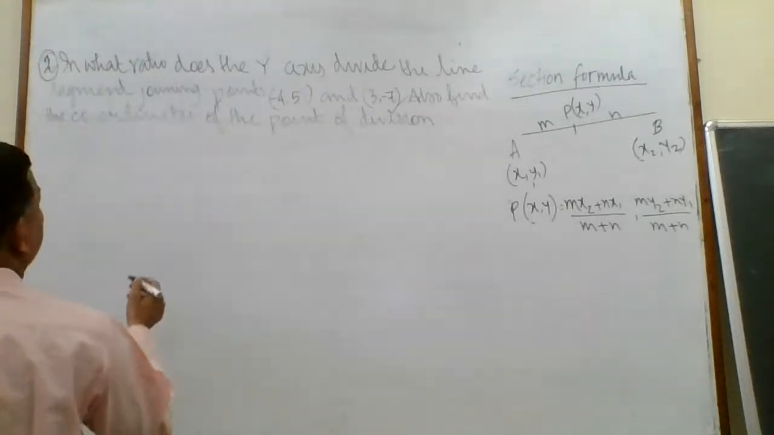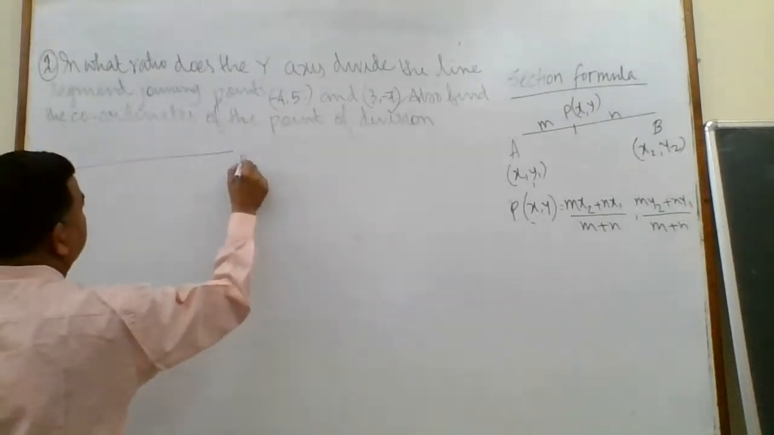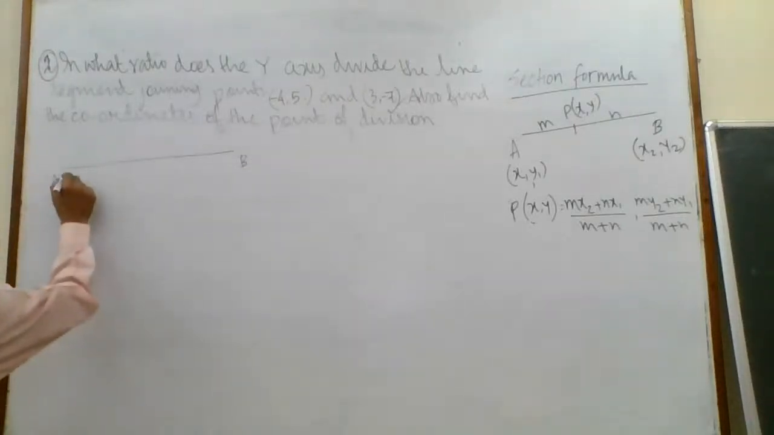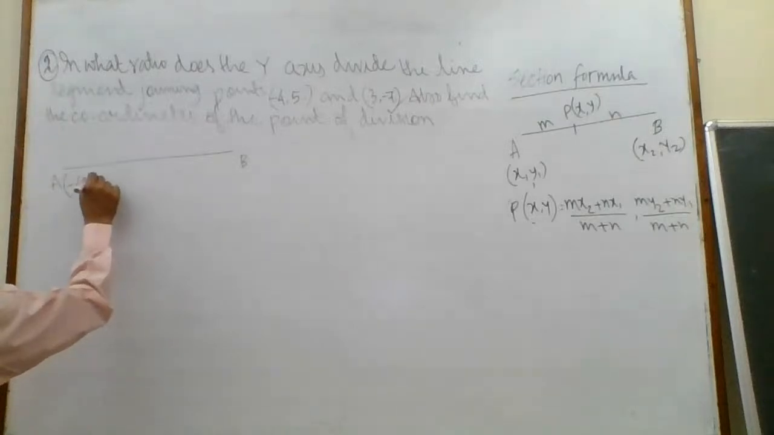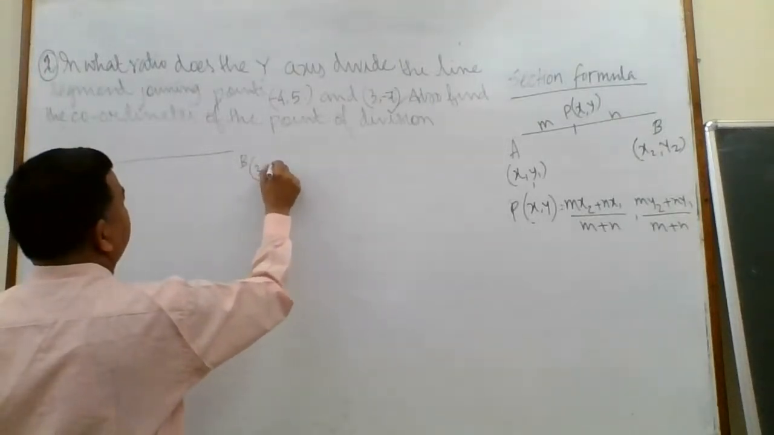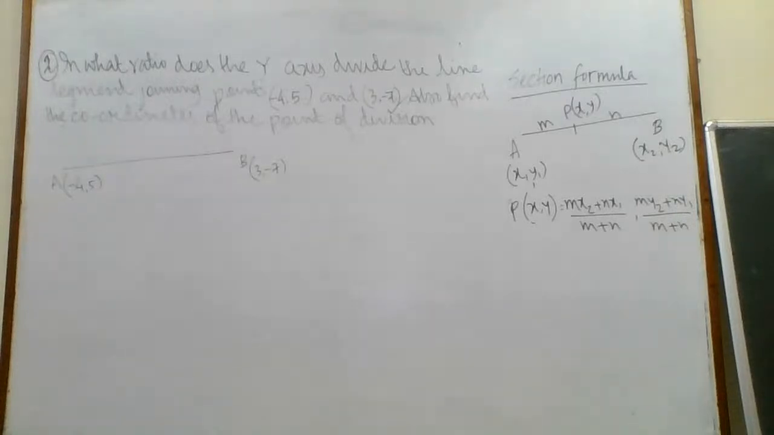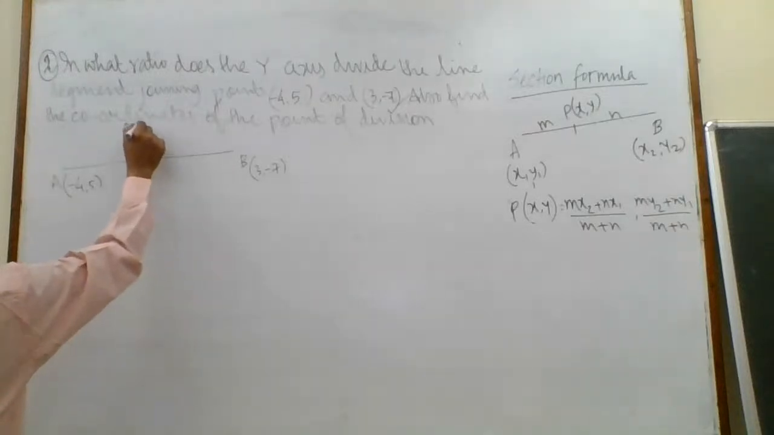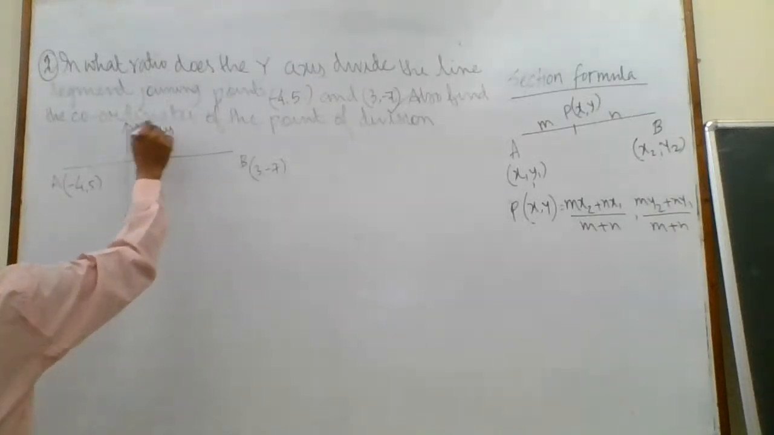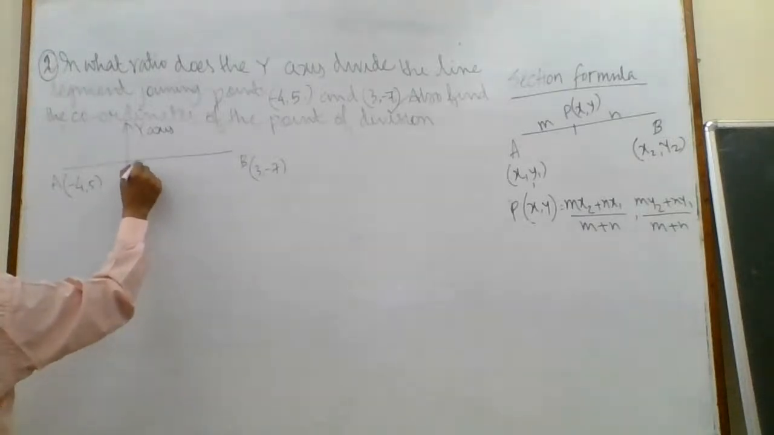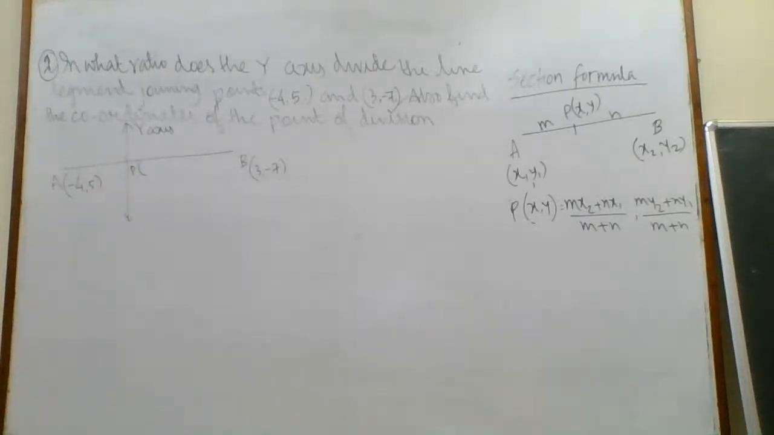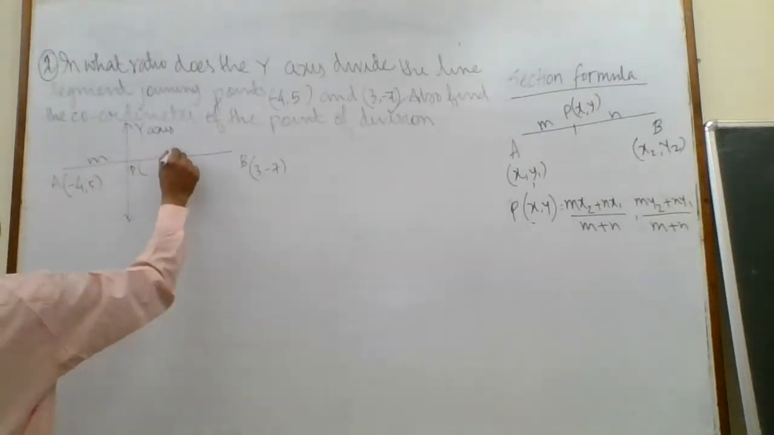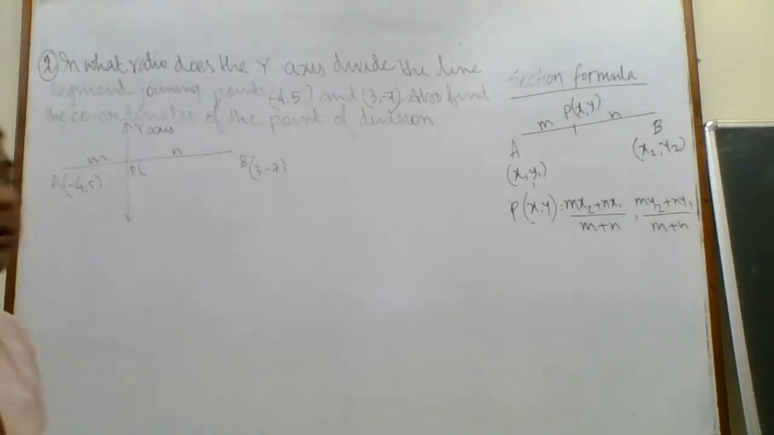So we have again a line segment AB, with coordinates (-4, 5) and (3, -7). Who is dividing this line segment into two parts? It is the y-axis. Because of this y-axis, the line segment AB is now divided into two parts. One is AP, which we call m, and the other part is PB, which is n. That is what we have to get.